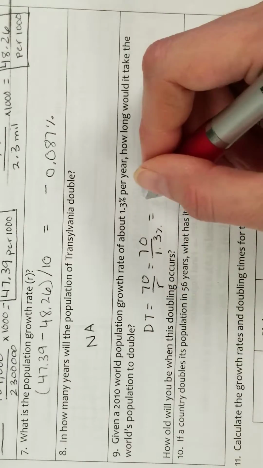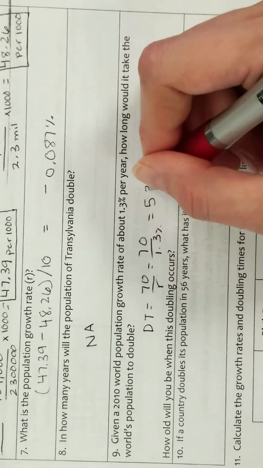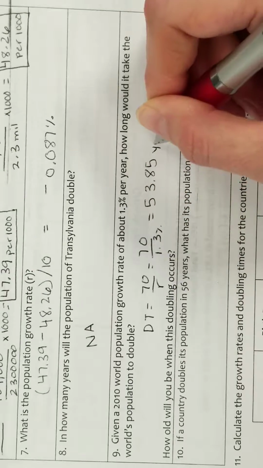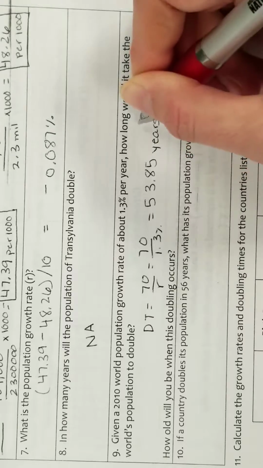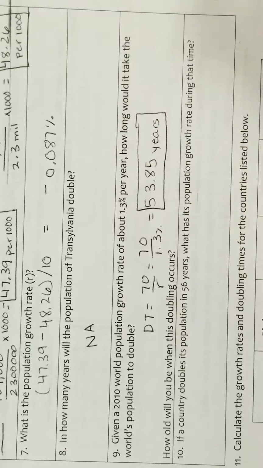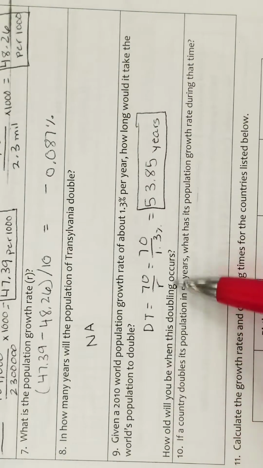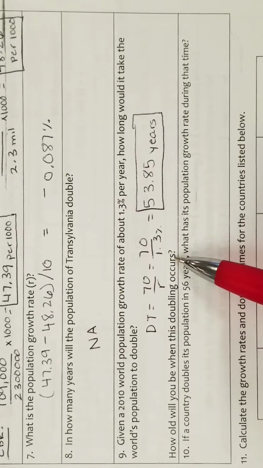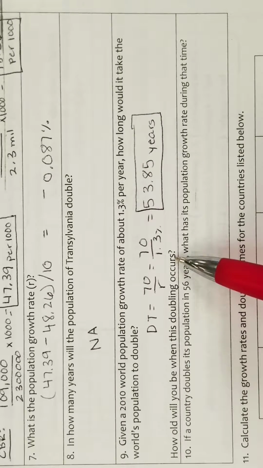Giving me a double time of 53.85. And then again, the unit on double time is always years. The second part of that, how old will you be when this doubling occurs? This is really interesting. We're looking at the growth rate of our planet.